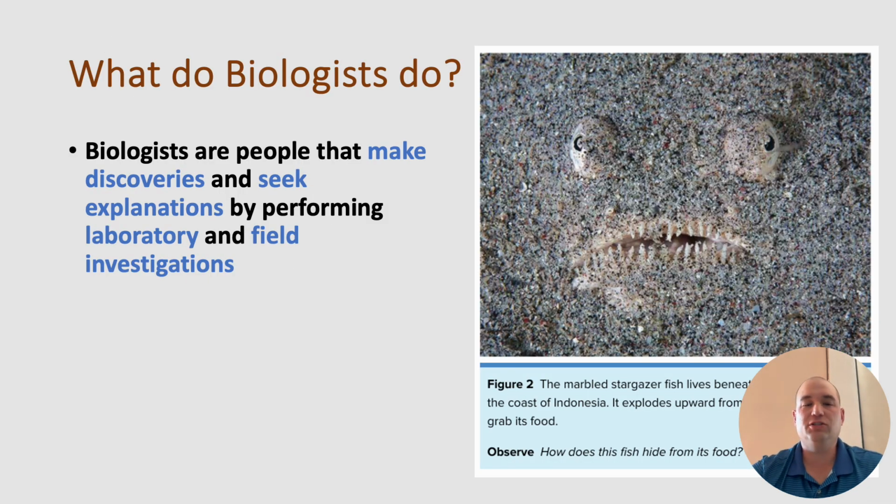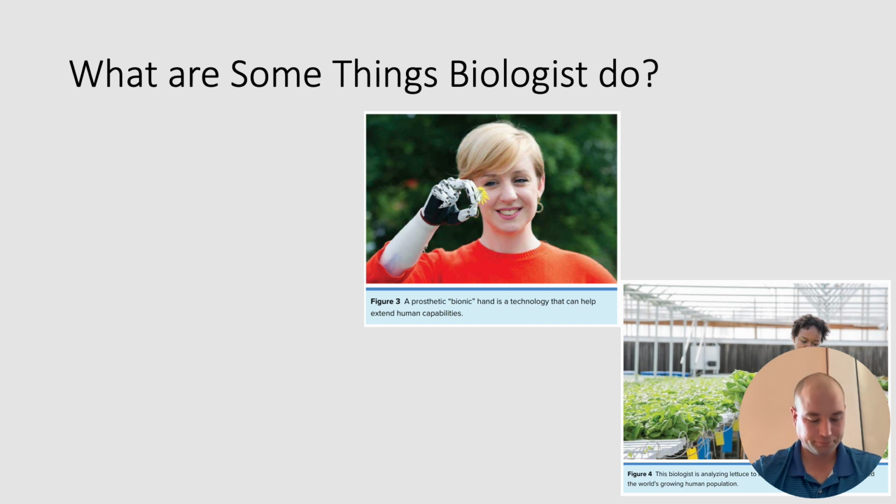So biologists are people that seek and make discoveries, and they seek explanations by performing laboratory and field investigation. So again, by asking questions like, why is this fish buried in the sand? Maybe when we ask that question, how does this hide from its food? It's using camouflage by hiding in the sand in order to attack their food source. So again, we ask what is occurring to lead to why is it occurring.